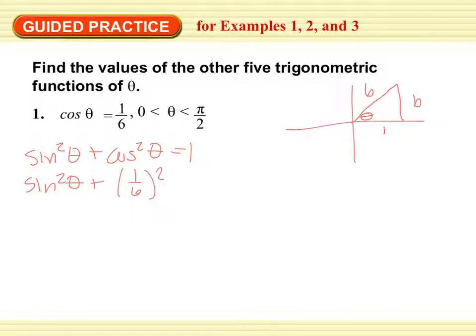1/6 squared. So sine squared theta is 1 minus 1/6 squared. 1 minus 1 over 36.